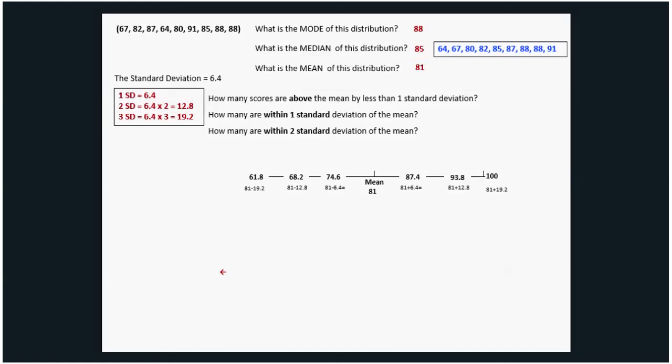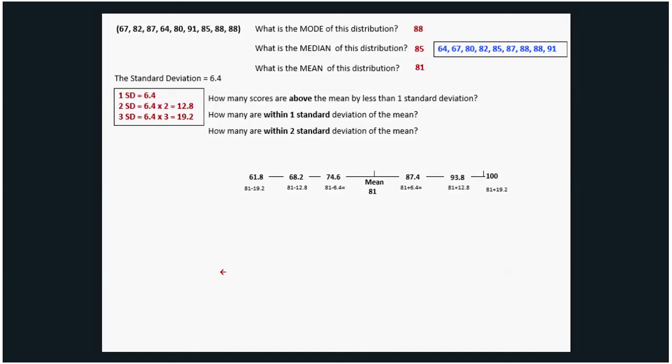So I have plotted this out to where between 74.6 and 87.4, that's all 1 standard deviation. All the scores that fall in between those two numbers fall within 1 standard deviation of the mean. 93.8 and 68.2, all the scores that fall between those numbers fall within 2 standard deviations of the mean. And 61.8 and the 100, all the scores that fall between those fall within 3 standard deviations of the mean.